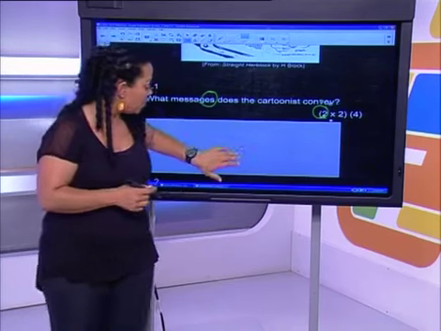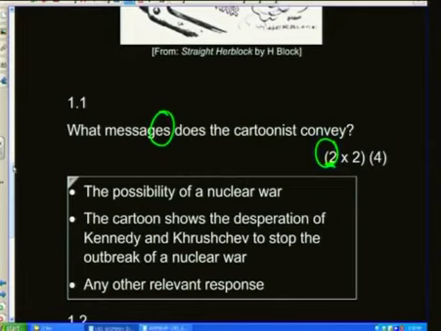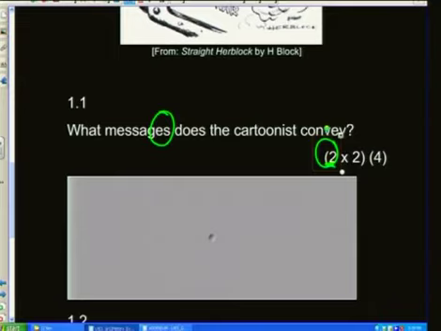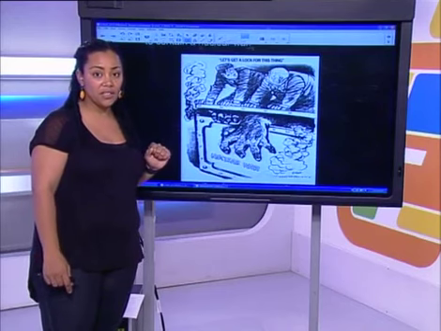Actually, I will give this one away. I'll show you why. Because I'm very interested in this bottom point over here that says any other relevant response. So although in the memorandum you will see that 2 answers have been given already, you'll see that there is any other relevant response. Even you, as a learner, might not have come up with the answers that I've just shown you, but you might come up with something else that's very interesting, okay?